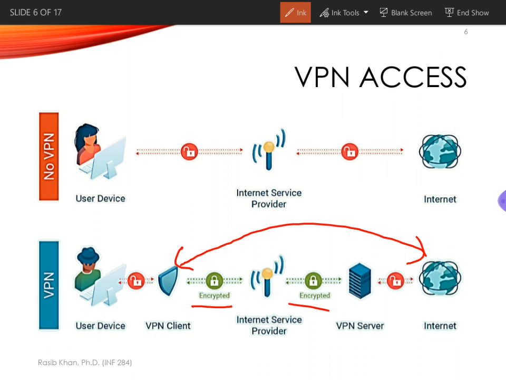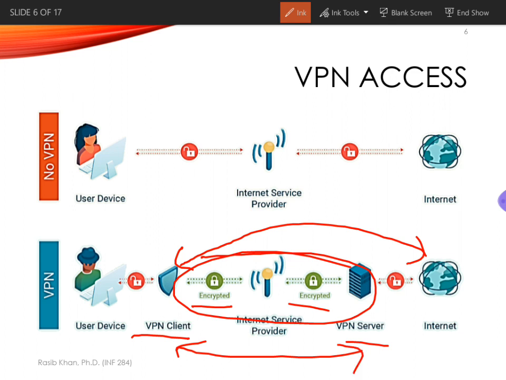The idea is that with a VPN, if you are trying to connect from a user device, you would essentially have a VPN client and a VPN server, and the data is actually encrypted between the client and the server so that the communication could be used in a secure fashion.